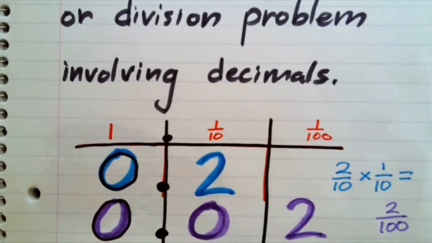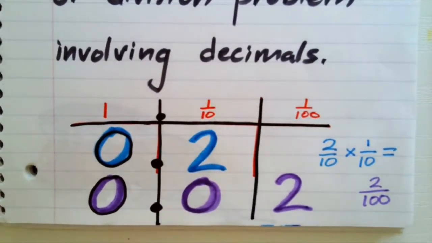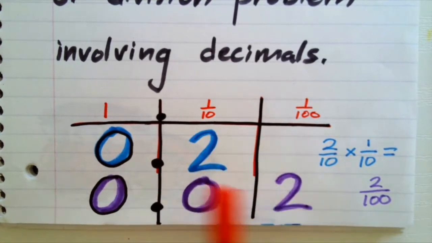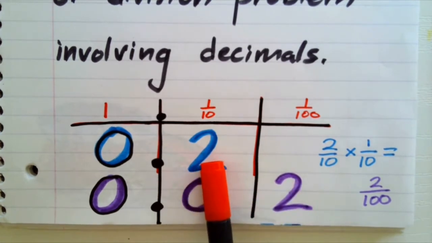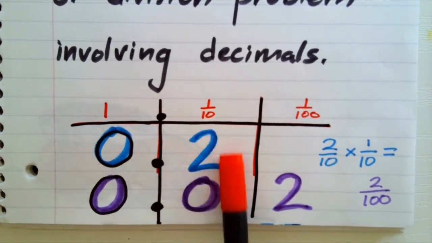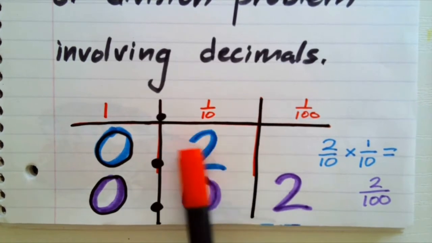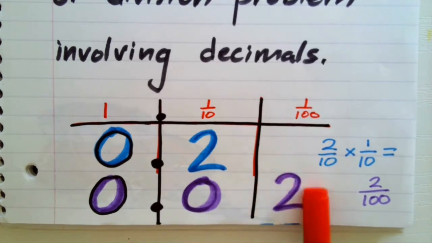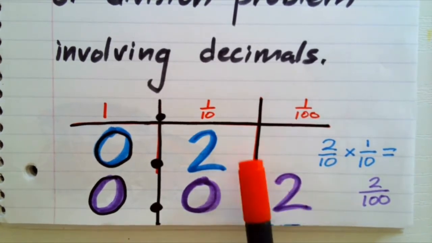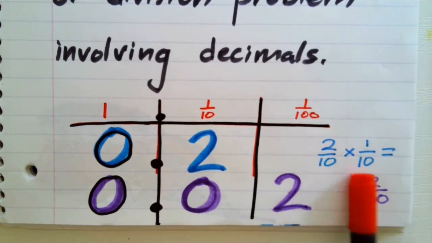Here is a place value table. I want you to notice something about these two amounts. They both use the same digit, 2. But in the top example, the 2 is in the 1/10 place, or 2/10. In the bottom example, the 2 is in the hundredths column, so it is 2/100. Over here, I've used fraction notation.